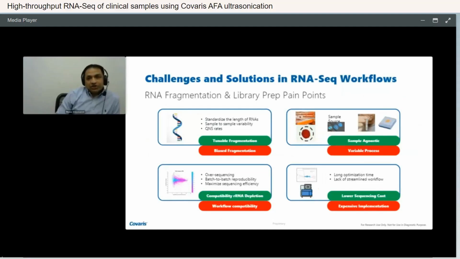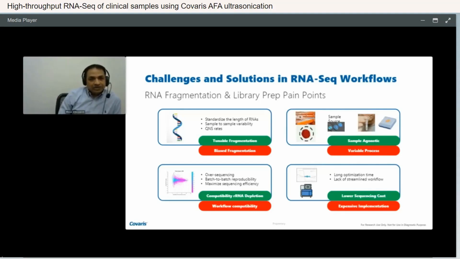Speaking about the challenges in RNA fragmentation or RNA sequencing workflows in general, one of the major challenges is biased fragmentation. Achieving a consistent and specific size distribution of fragmented RNA is pivotal for successful library prep, which needs significant investment of time and resources to standardize the length of RNAs. AFA provides tunable fragmentation, allowing the user to generate fragment sizes across a wide range while ensuring greater repeatability and reproducibility.